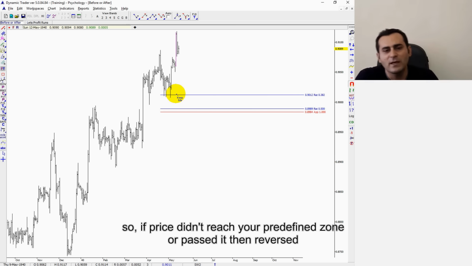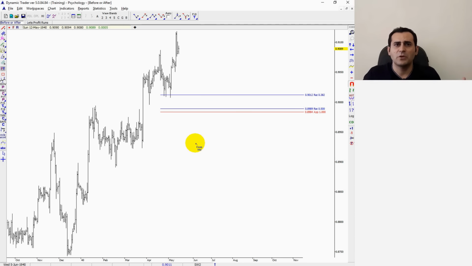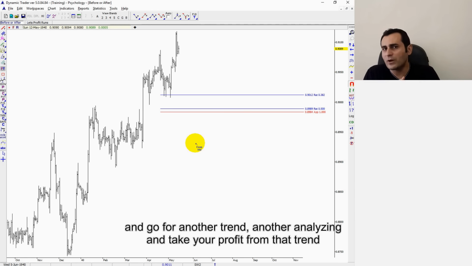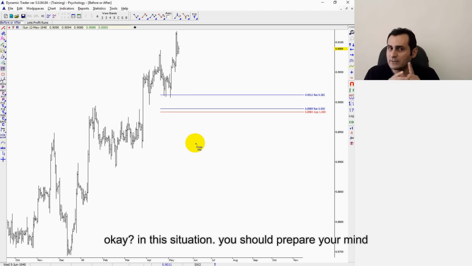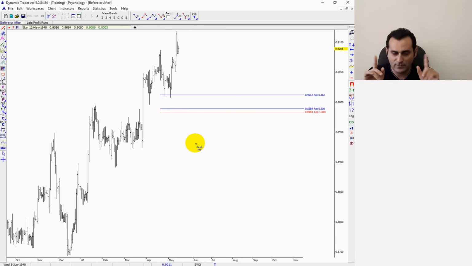So if price didn't reach your predefined zone or passed it then reversed, no worries, don't take that trend and go for another trend, another analyzing, and take your profit from that trend. Okay, in this situation, you should prepare your mind. If price didn't reach or passed your zone, ignore it. Okay, the first.